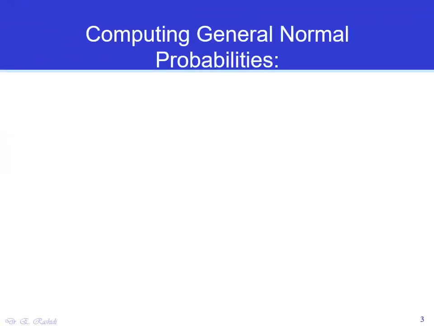Computing general normal probabilities. So we learned how to use the Z table to find the probabilities for the Z distribution. But what does this have to do with a general normal distribution? For example, suppose that X follows a normal distribution with an average of mu. I'm going to go general here, and a standard deviation of sigma. So mu and sigma can be any values. We are talking about a general example here.